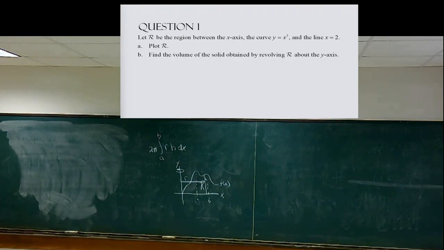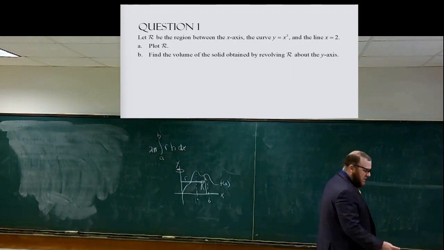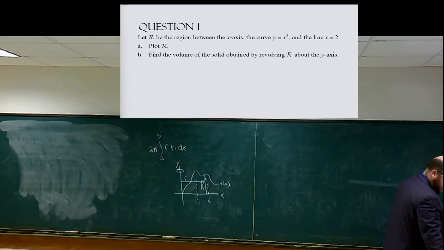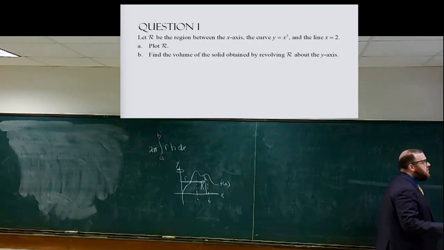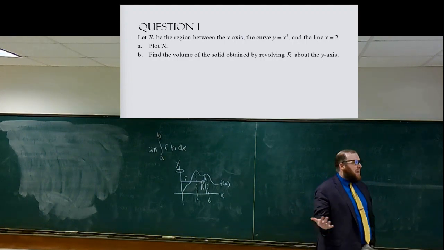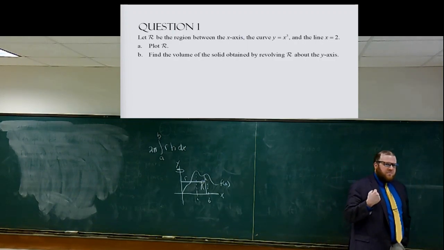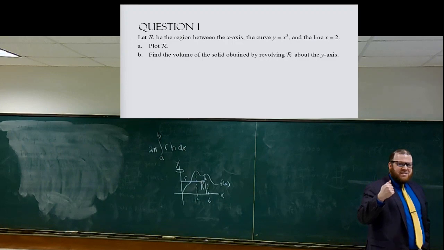So we're going to revisit the problem from Wednesday. We're going to plot this region again, and then we will again find the volume of the resulting solid when it's rotated about the y-axis. But this time we're going to use shell method. Remember, on Wednesday we did it and used disk method.